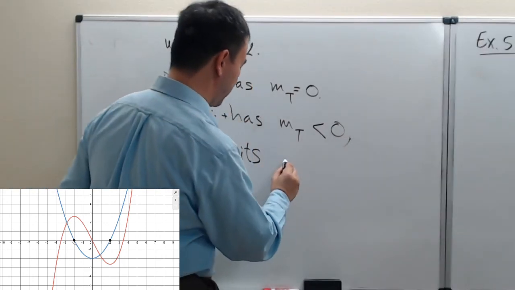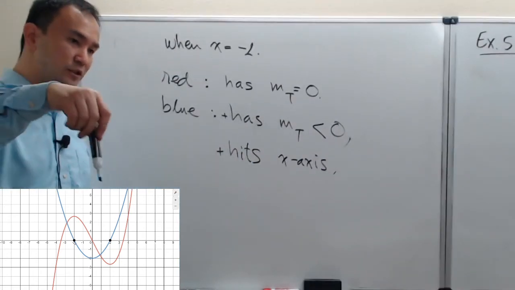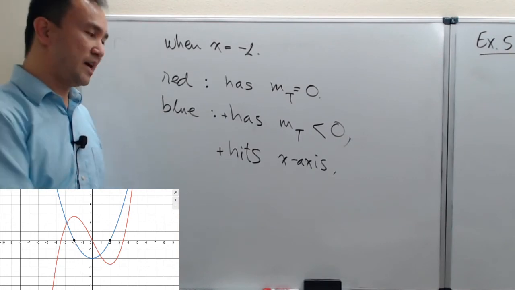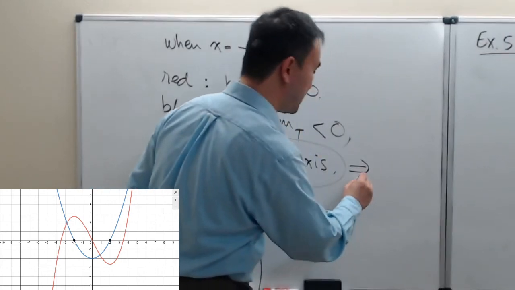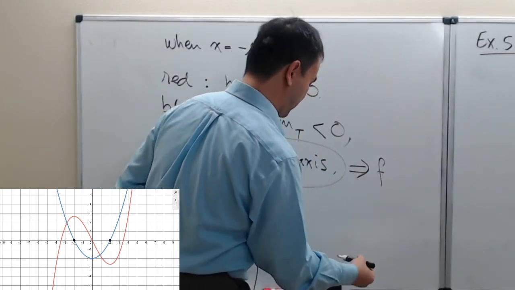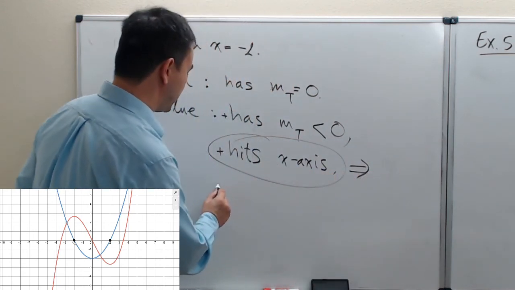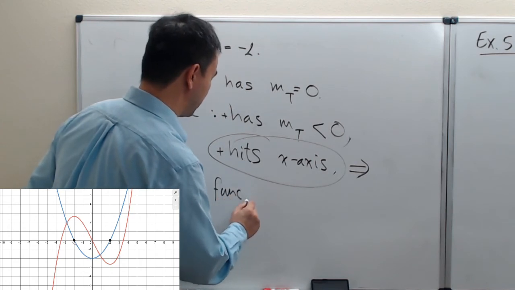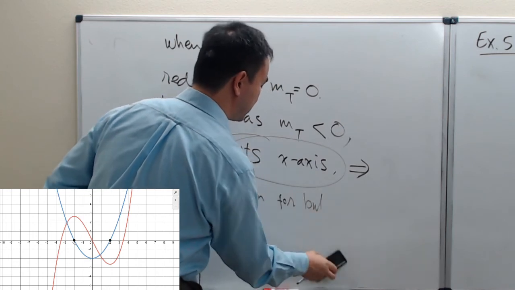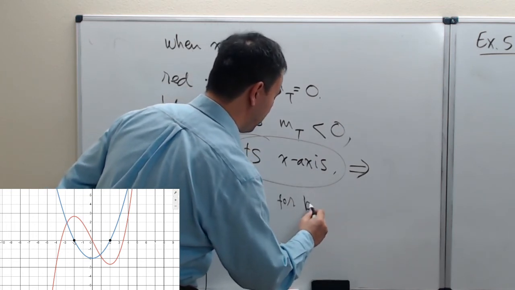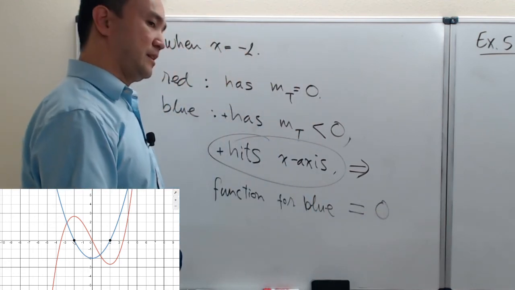The blue hits the x-axis. Am I correct? Okay, the blue cross hits the x-axis. So hits the x-axis means what? This right here ultimately means, graphically speaking, whatever the function for blue is, the function for blue has to equal 0. Okay, and then let's check again.